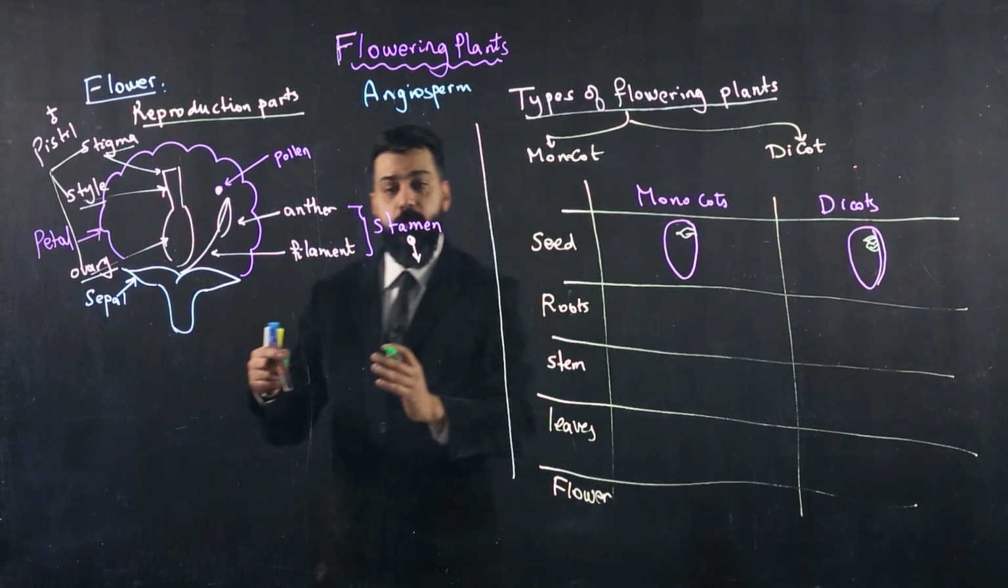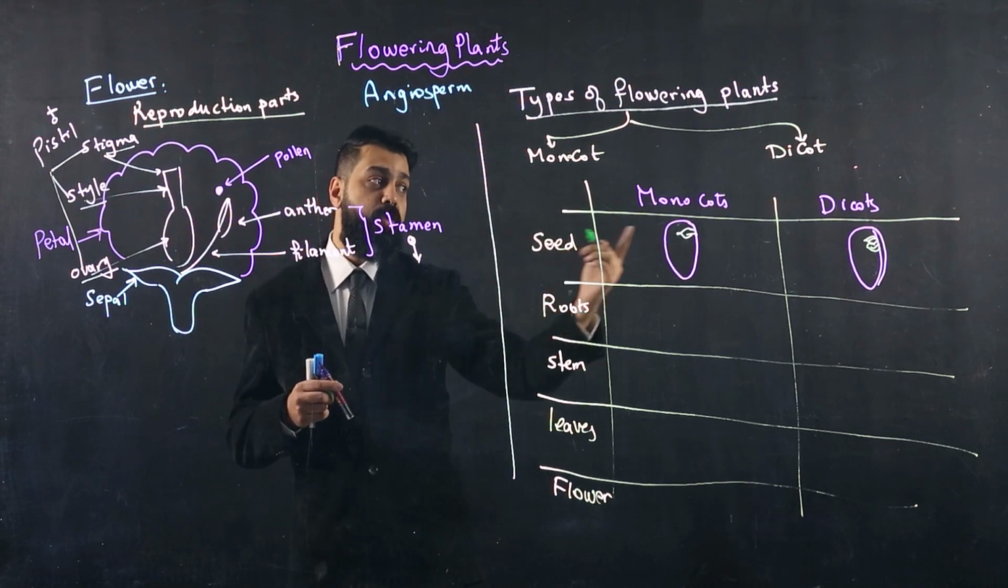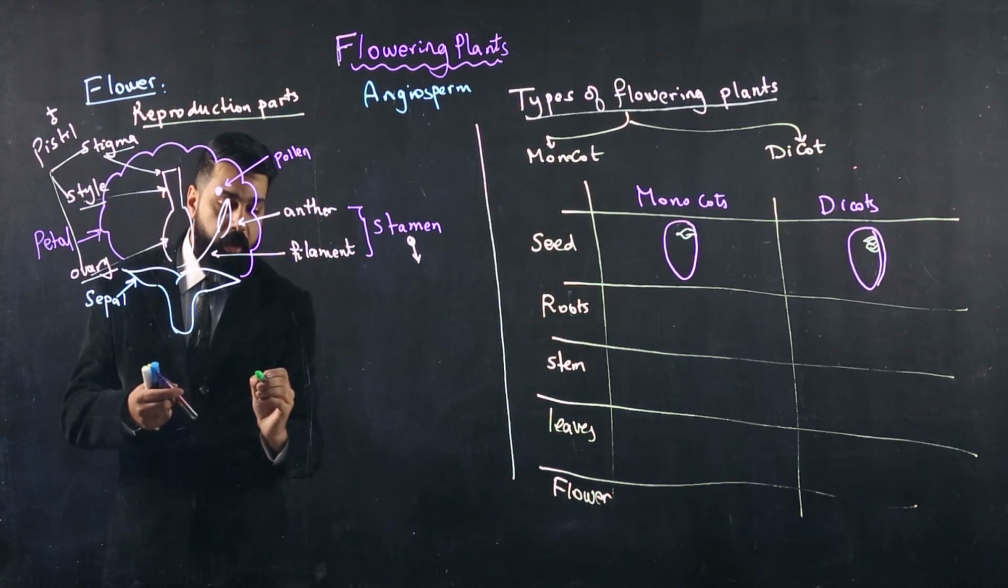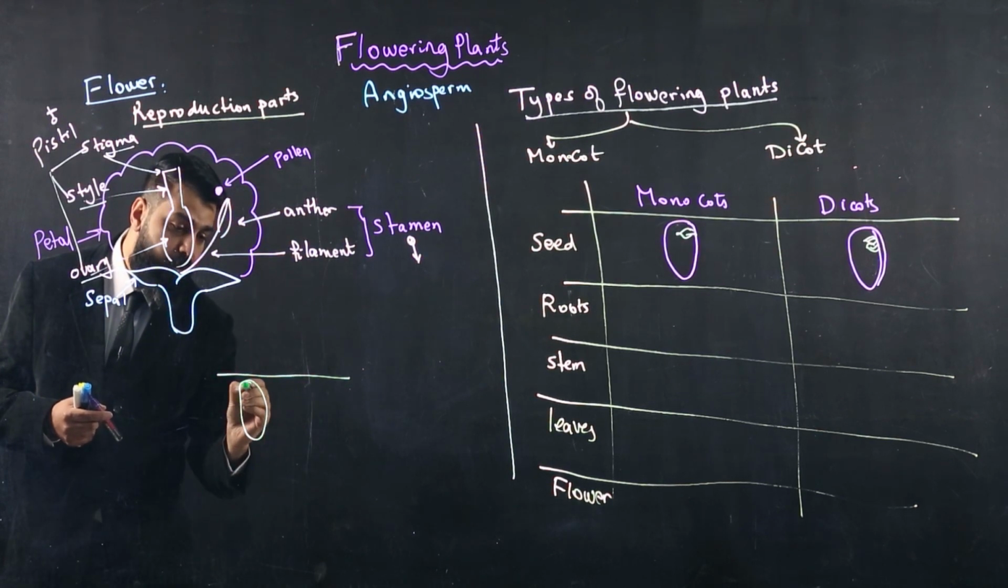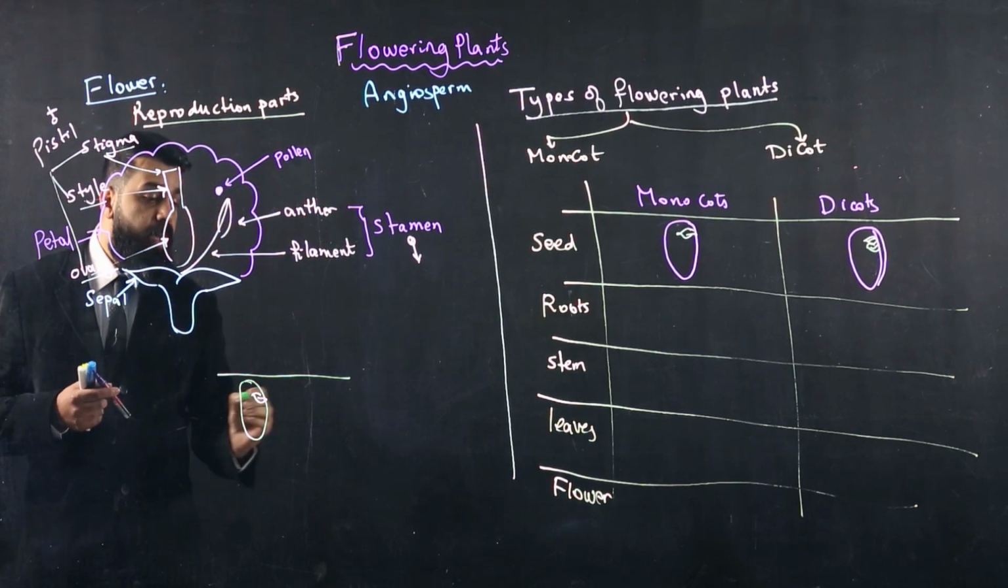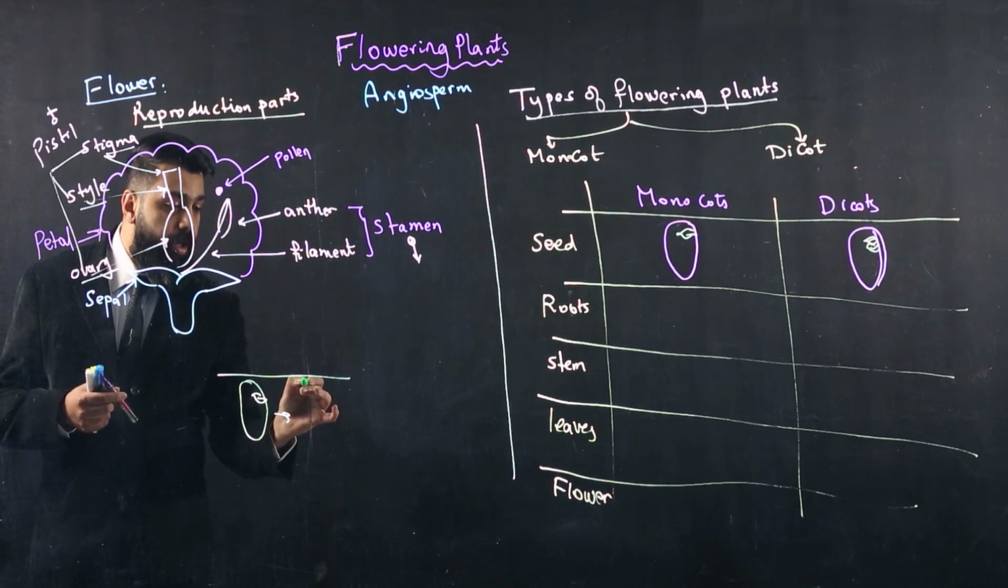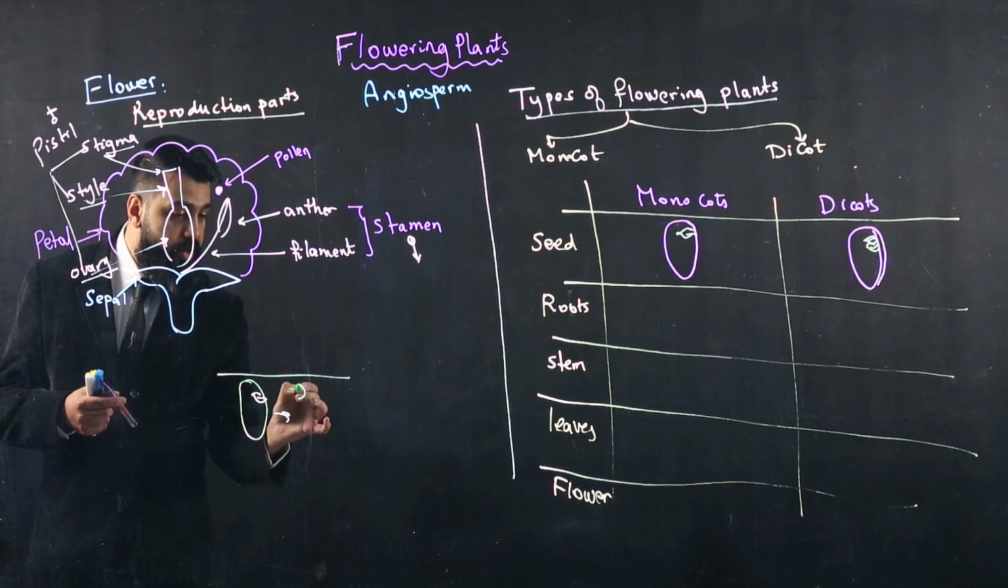If we go to this part again to see what will happen to this seed after being grown, suppose that we have one seed of the monocot. If it starts to grow, first what emerges is the root.